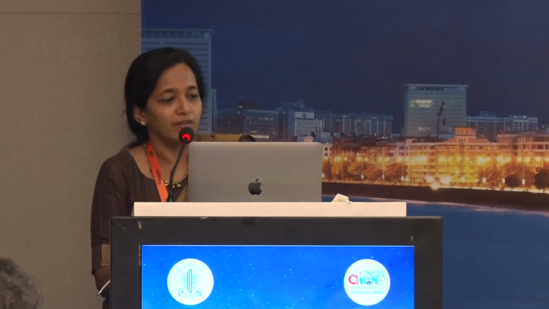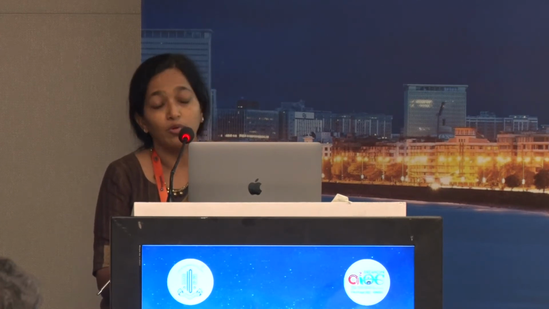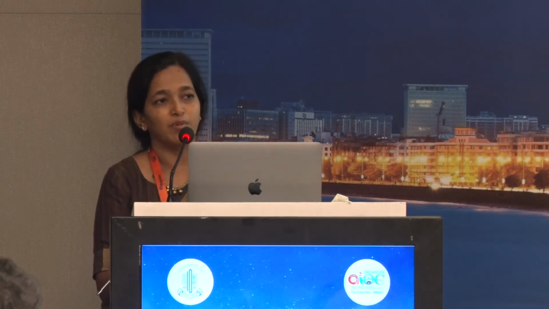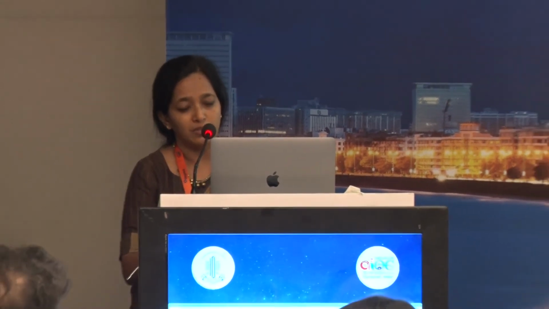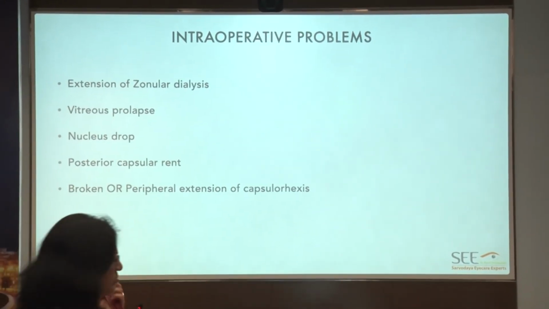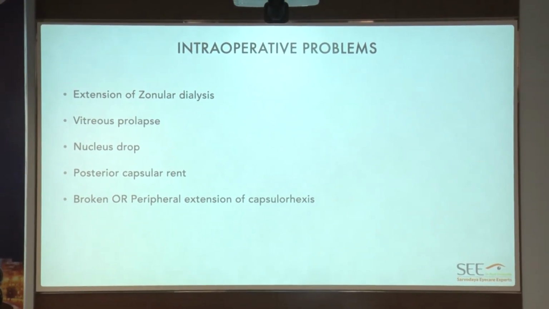When you come to surgical technique, one can perform phacoemulsification, which is my preferred technique, or one can even go ahead and do a manual SICS or a partial expression of nuclear fragments if you feel that the capsular stability is not good enough intraoperatively. When you have congenital conditions with lax zonules, many times the lens is dislocated anteriorly or posteriorly. In these patients, probably one has to go with an intracapsular technique or a pars plana lensectomy.